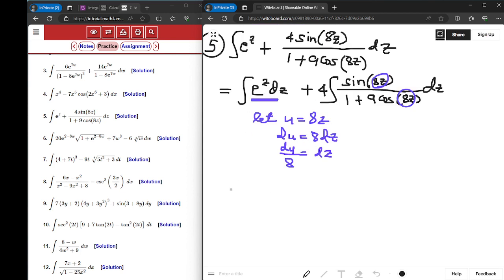Okay, we can integrate it directly. The result would be e to the z plus 4 times the integral of sine of u over 1 plus 9 cosine of u, then we'll have du over 8.